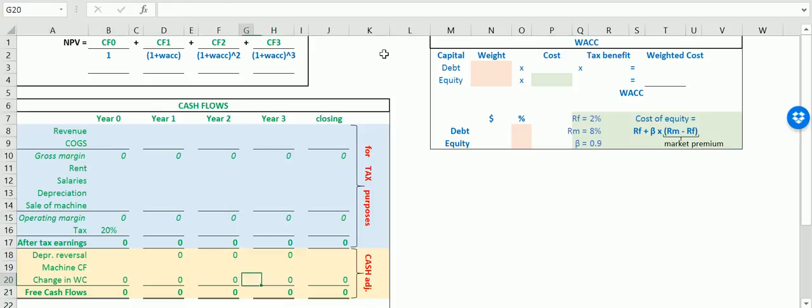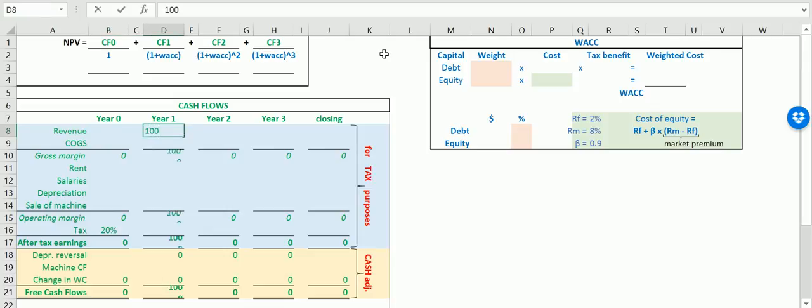To calculate the cash flows, again, there are two components. First we're going to calculate the accounting numbers, and the only reason we do that is to know the tax consequences of the project. After we know the tax consequences and the after-tax earnings, we're going to adjust those to obtain the actual cash movements, right? So let's start with the accounting movements.